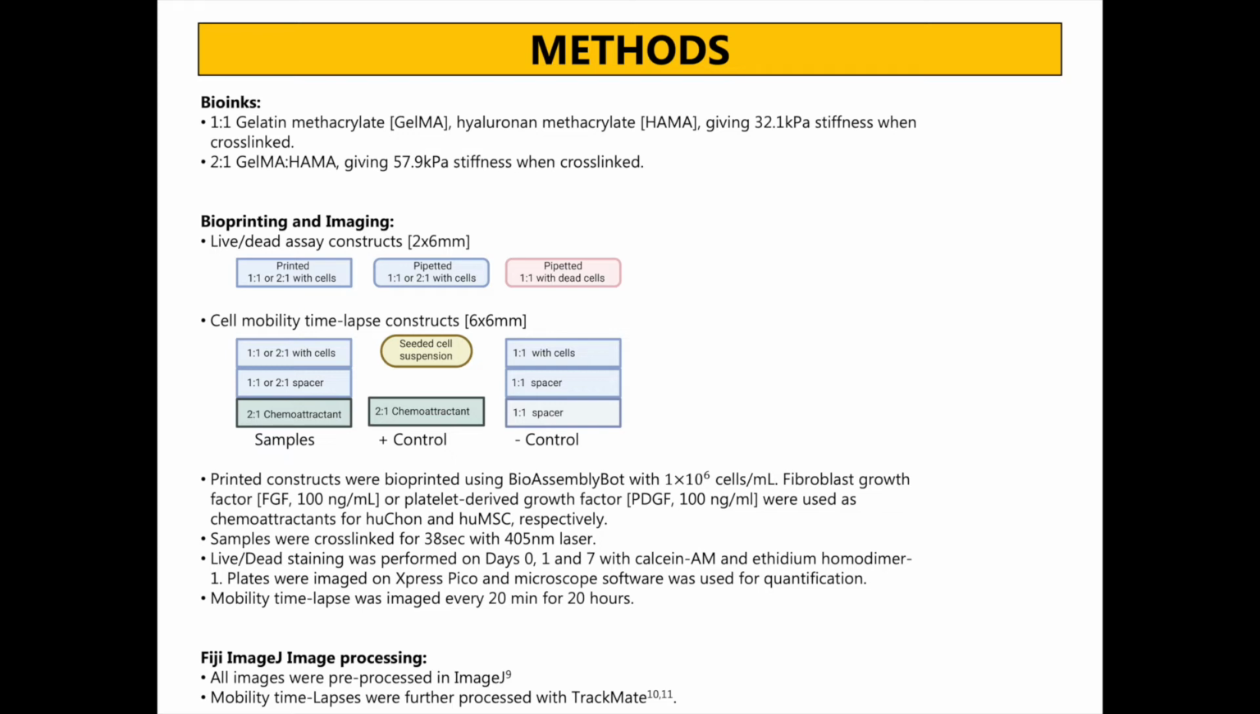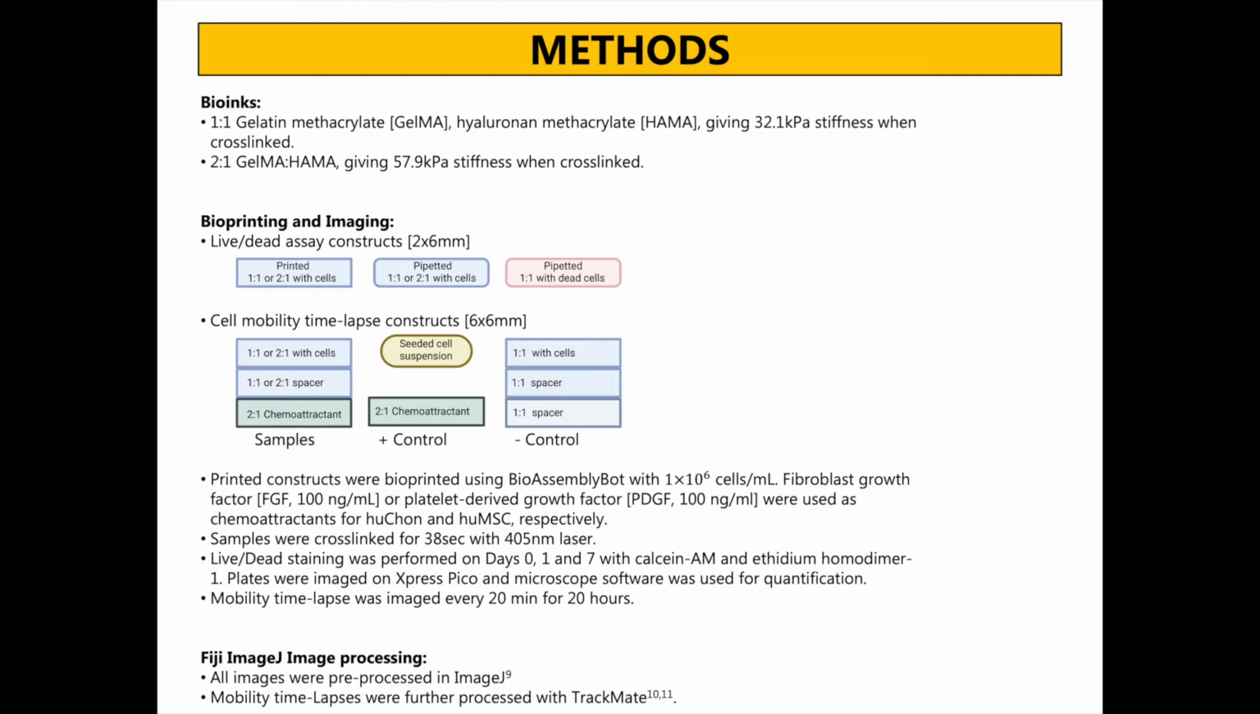Further, the live-dead staining was performed for days 0, 1, and 7 with calcein and ethidium homodimer, and the plates were imaged on the microscope, and the microscope software was used for quantification. The second experiment that we performed was cell mobility time-lapse. For this experiment, we had 3 constructs. The first construct was the sample construct, which is this 3-zonal construct.